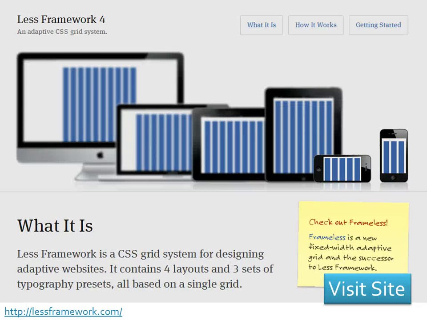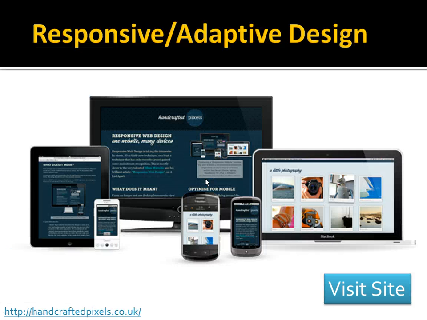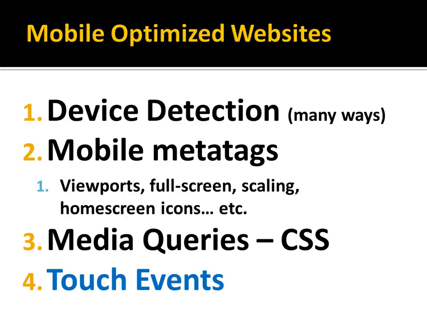So there are different frameworks to do that, such as the LESS framework. And what this allows us to do is, as we scale our page, it will change our CSS so that we have different layouts. Some sample websites that we can go to are such as this, handcraftedpixels.company. And you'll see that it changes depending upon the size of the viewport, which is really quite cool. So you should go to that website.